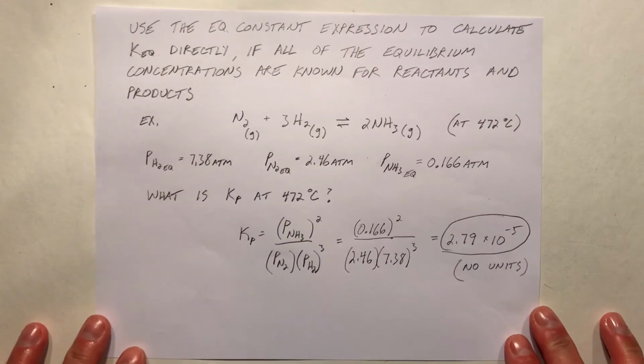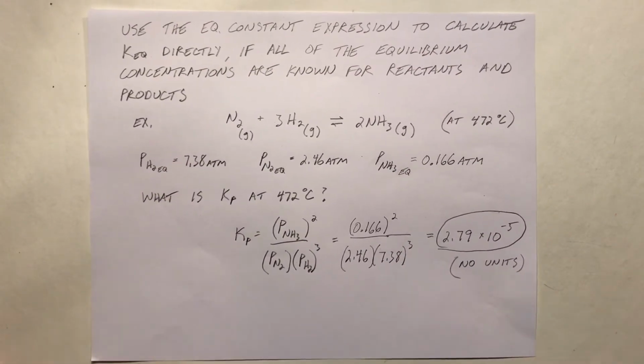Before we get into the R.I.C.E method, let's be clear that you can use the equilibrium constant expression to calculate KEQ directly if all of the equilibrium concentrations are known for reactants and products. And that would be the same if you know equilibrium pressures and you're calculating Kp.